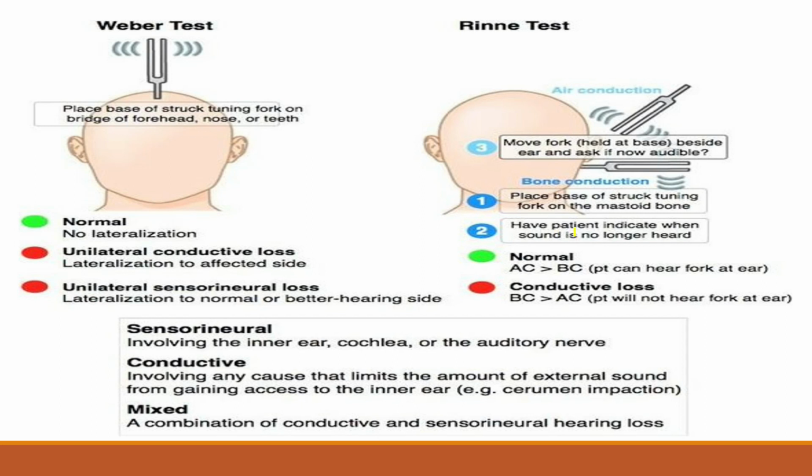If the patient is not able to hear, then move the fork in front of the ear, 1 centimeter away from the ear, and ask whether the patient is able to hear or not. If the patient is able to hear the sound, it means that air conduction is more than bone conduction. Placing the tuning fork on the mastoid checks bone conduction, and placing it in front of the ear checks air conduction. If the patient can hear the fork at the ear, it is normal, that is air conduction is more than bone conduction.